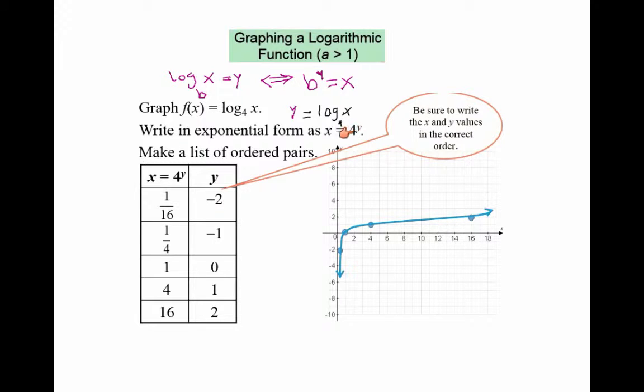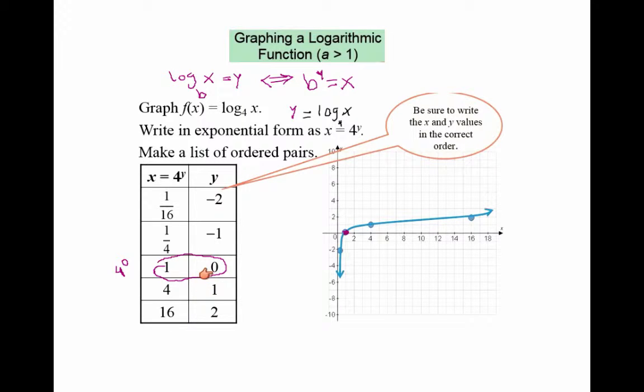If y is equal to 0, anything to the power of 0 is equal to 1. So I'm going to start right here. If y is equal to 0, x would be equal to 4 to the power of 0, which is equal to 1. So my graph is going to pass through this point here: x equal to 1, y is equal to 0. So this would be a point right there.